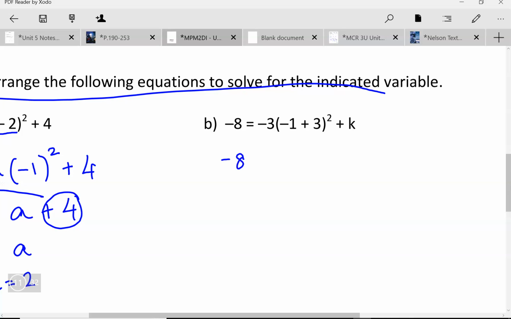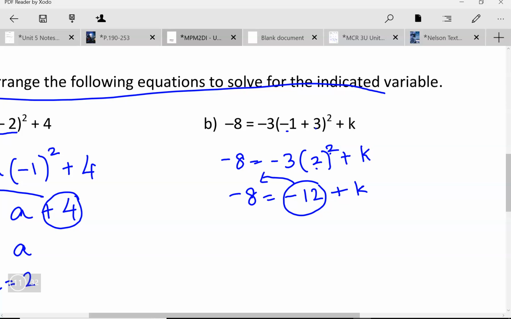Again, I can simplify some things inside the bracket, so I'm going to go ahead and do that. Negative 1 plus 3 is positive 2. Negative 8 equals 2 squared, which is 4, times negative 3 is negative 12, plus k. And I'm going to move the negative 12 over to this side where it becomes positive 12. Negative 8 plus 12 is 4 equals positive k. So that's just k equals 4, and that's my answer.